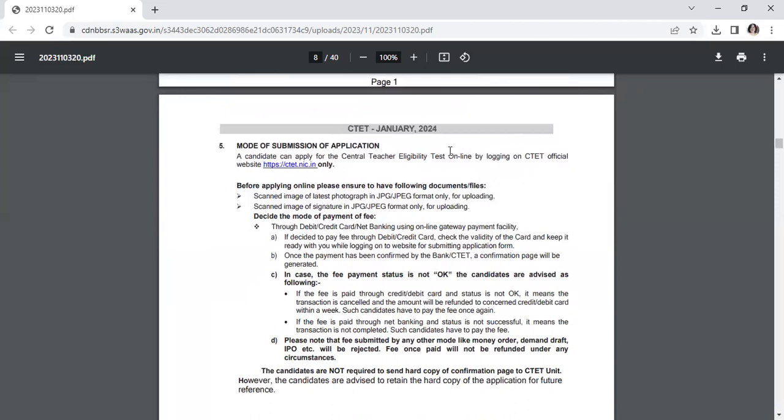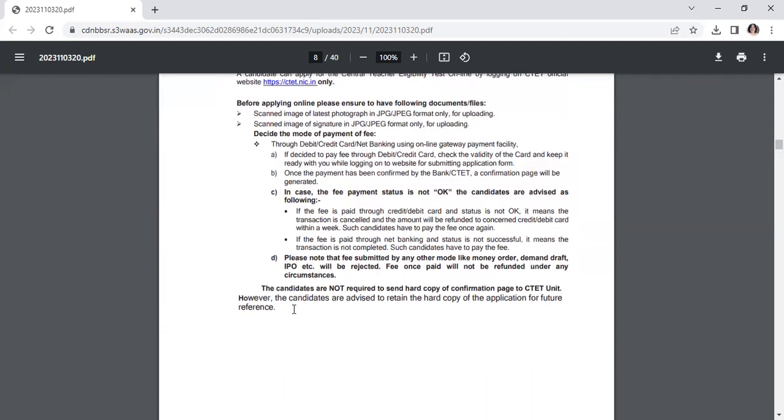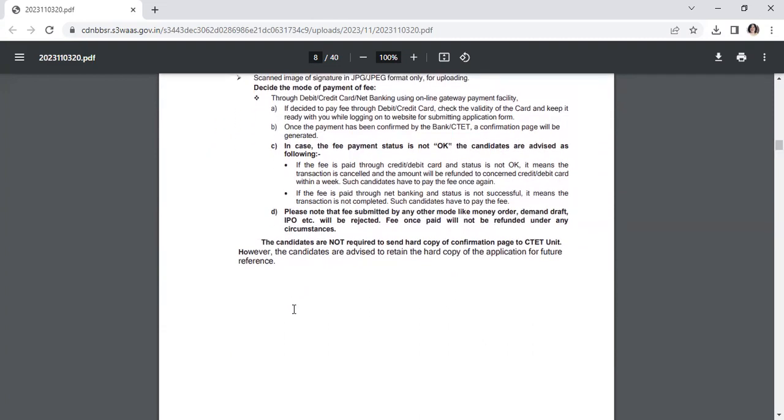Mode of submission of application. A candidate can apply for the Central Teacher Eligibility Test online by logging on to the CTET official website. Before applying, please ensure you have the following documents. See, all these details I have already explained to you.